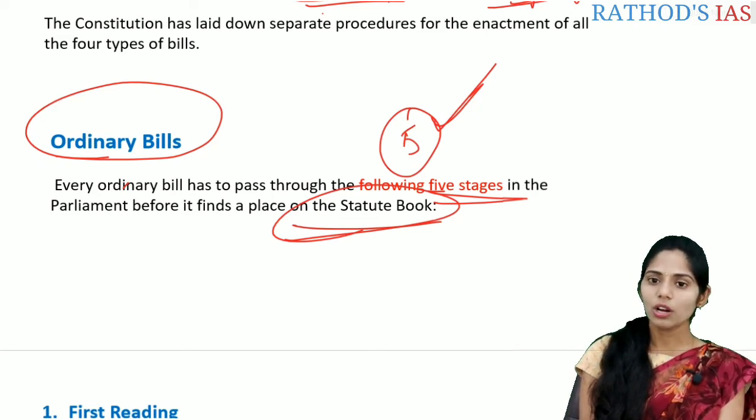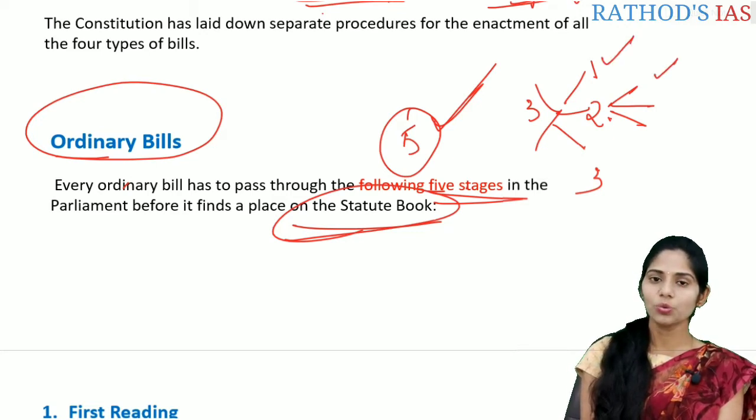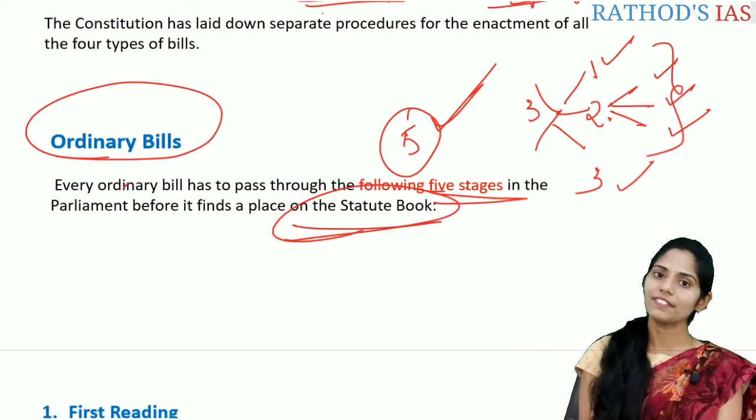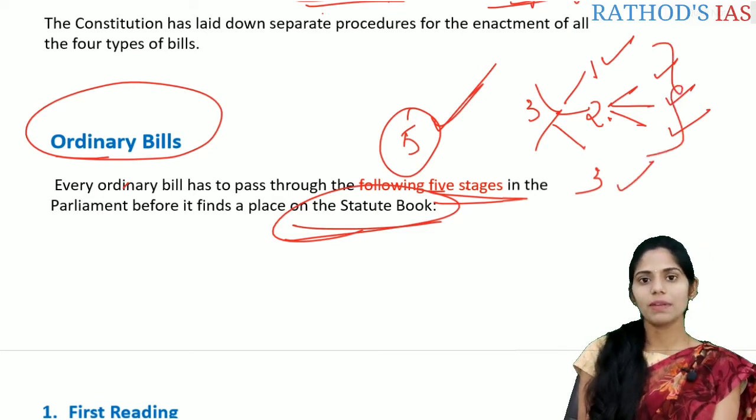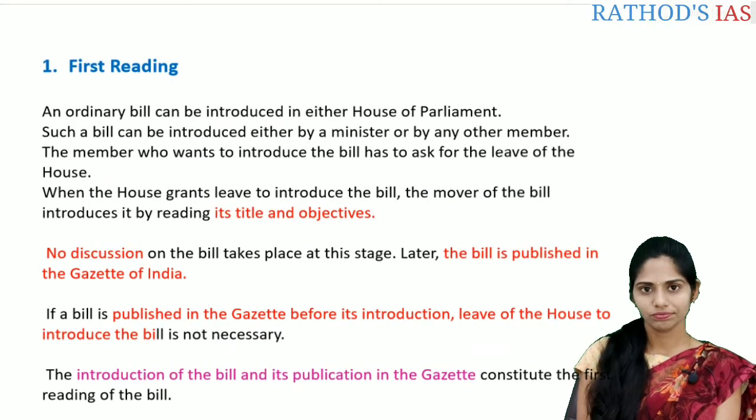So if you see, normally the stages are 3, that is the first reading, second reading and third reading. And in the second reading, there are 3 steps. So including the first, 2.1, 2.2, 2.3 and 3, there are totally 5 stages. So let us see one by one in great detail. So the first stage here is the first reading.